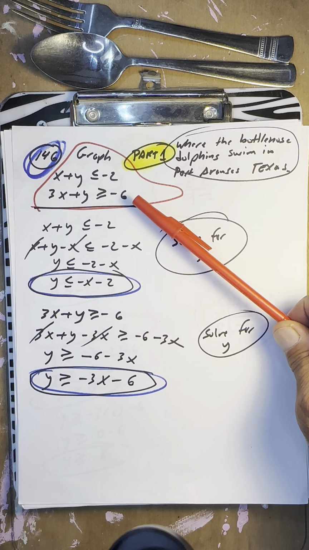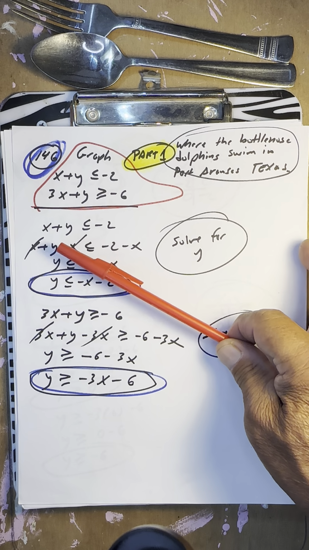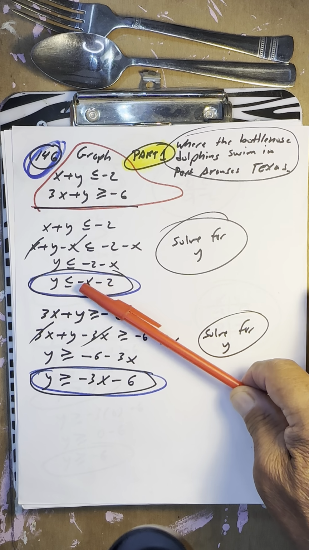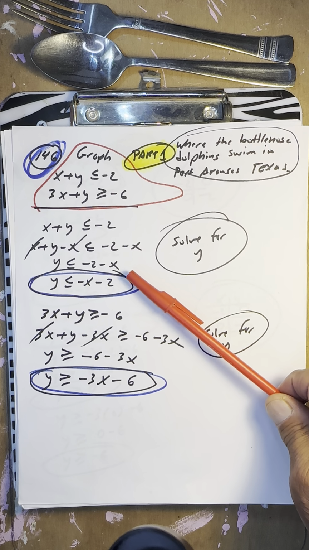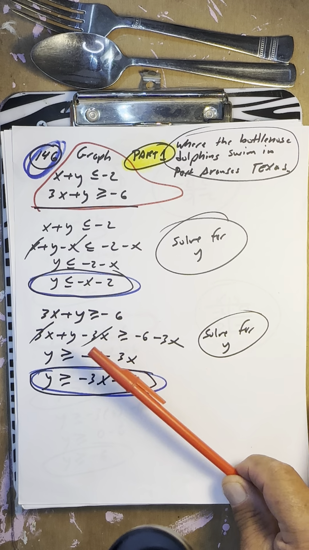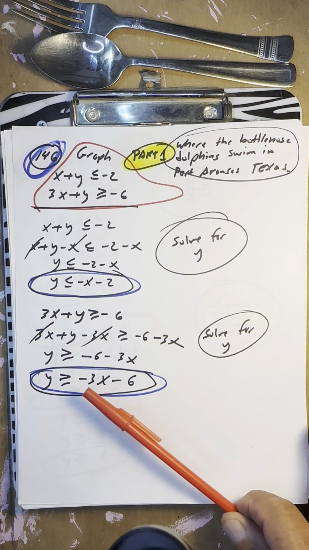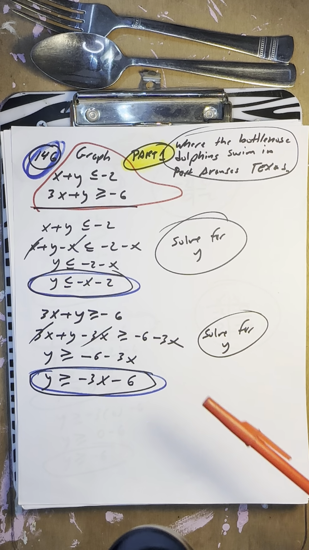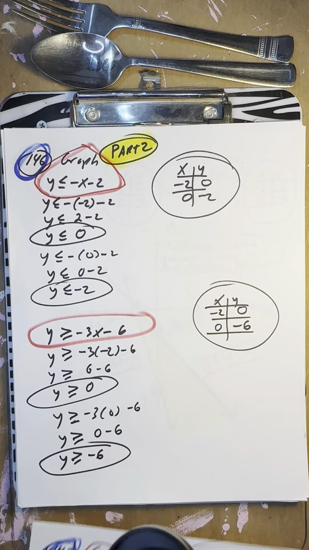Solve for y. Graph this. Solve for y. And mine says y is less than or equal to this. Rewrite it. Y is less than or equal to negative x minus 2. This one, subtract 3x from both sides. Y is greater than or equal to negative 6 minus 3x. So y is greater than or equal to negative 3x minus 6. Two equations, I'm going to graph them. Inequalities, okay? So there they are.